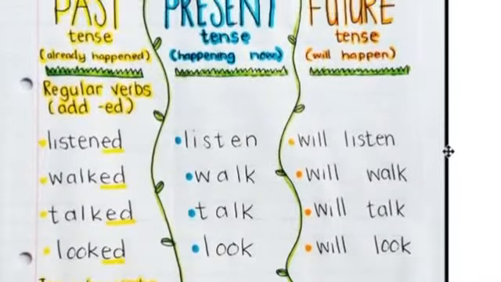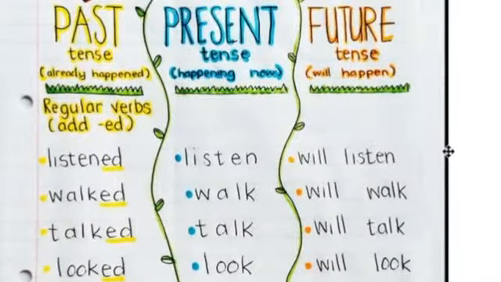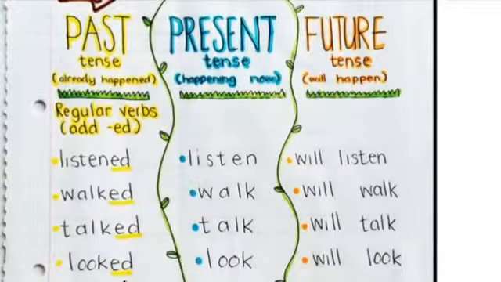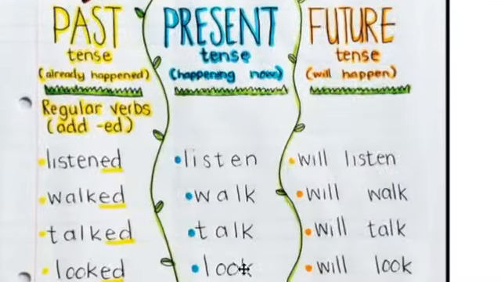When it comes to present tense, that means it is currently happening now. Some examples of sentences where the verb is currently happening right now include, I listen to the teacher. I walk around the school. I talk during group work. And I look at the whiteboard.